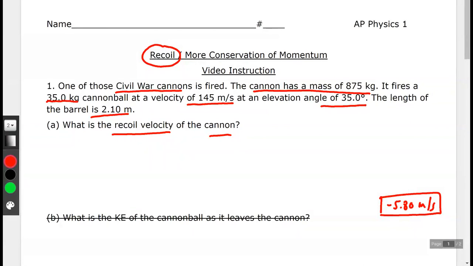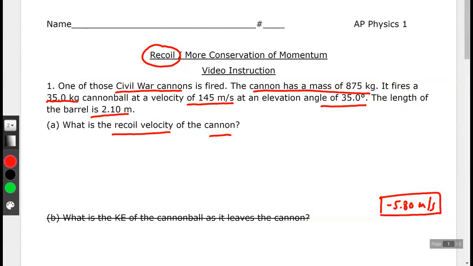Recoil velocity is the velocity that the cannon has when it goes backwards after it's fired. The cannonball goes forward, the cannon goes backwards. That's the action reaction. The cannon going backwards is called recoil. The cannon exerts a force on the cannonball, and the cannonball exerts a force on the cannon. This is a third law action reaction pair.